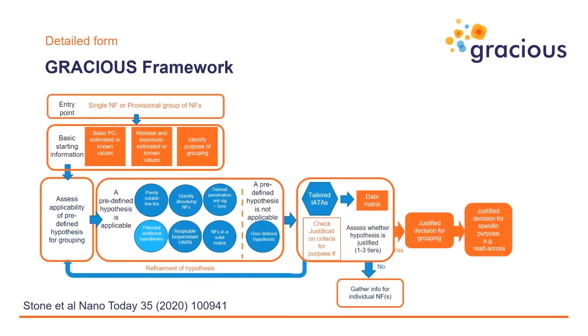So this is a more complicated version of the GRACIOUS framework. So it's the same framework as in the previous diagram, but just with more detail. So you'll still enter with a single nanoform or a provisional group that are lacking some data. And then the basic information includes physical and chemical characteristics. These can be estimated values or they could be known values, so measured. And then release and exposure information. This is important to allow you to understand routes of exposure for humans and relevant environmental compartments. Again, these could be estimated values or known measured values.